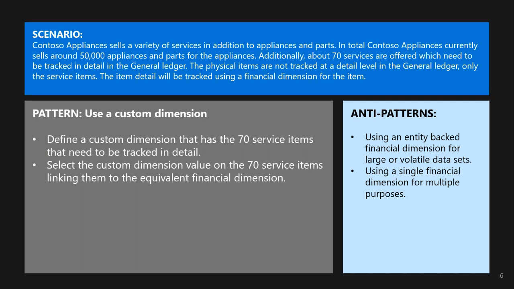Using it for multiple purposes when 49,930 of them would be no purpose is the real red flag here, right? We don't want to create 50,000 values that we're not going to use. The requirements specifically say we're not going to track the physical items in the GL, which totally makes sense. If we want to track items, we would track them in the subledger.